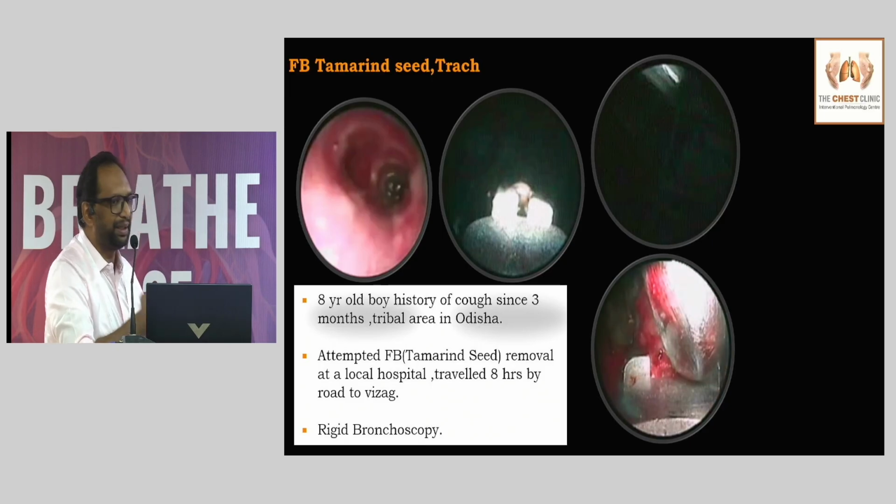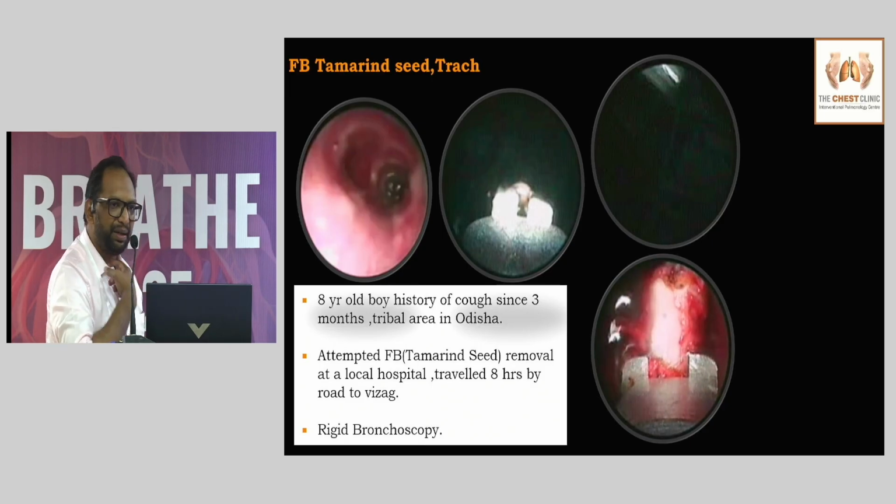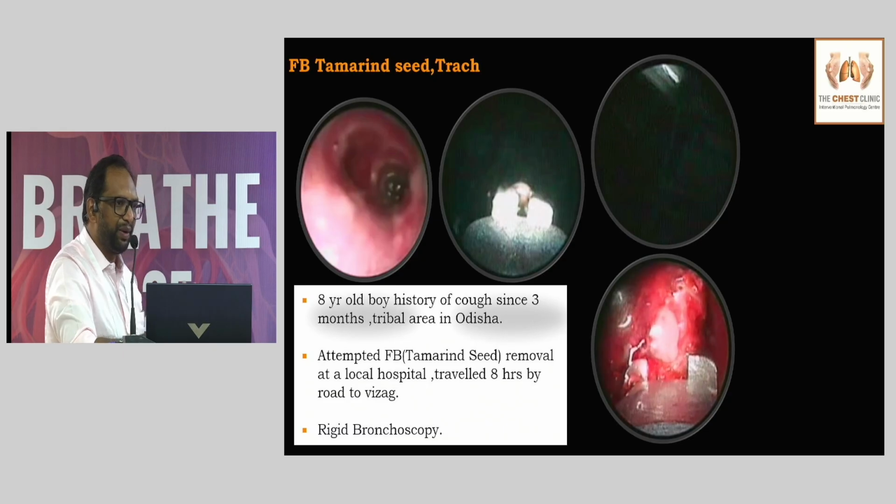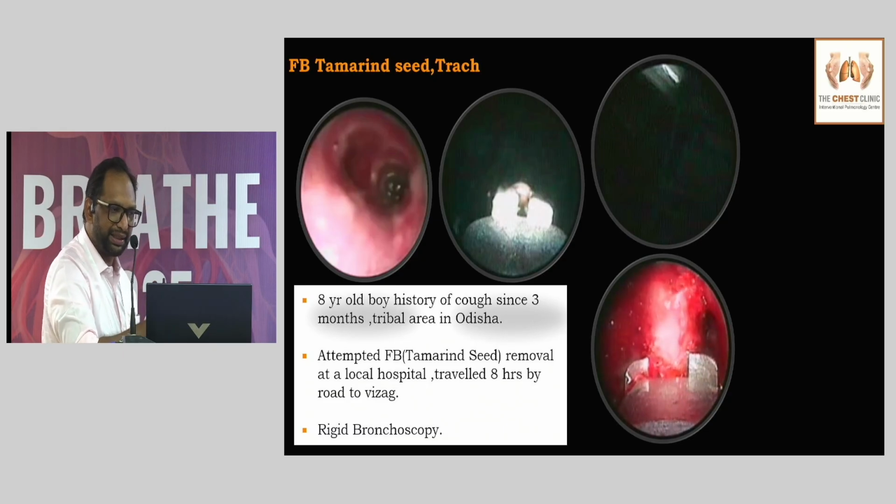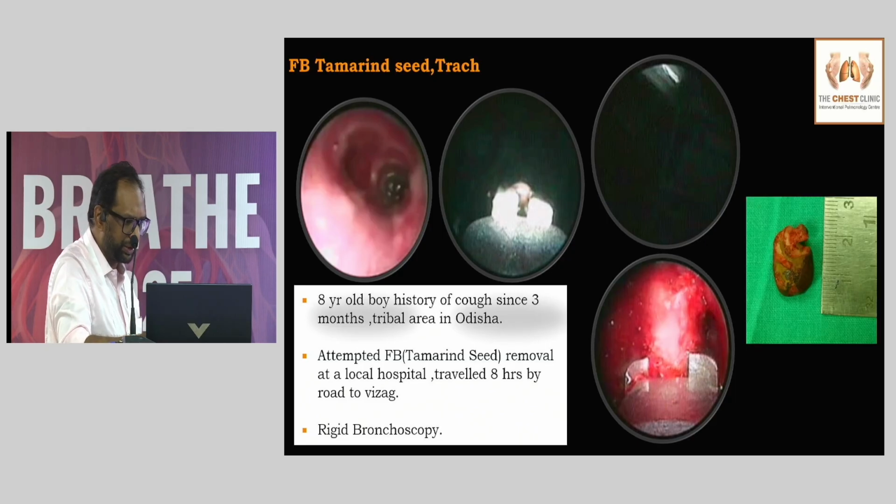So what we did was a tracheostomy and extracted the foreign body through the tracheostomy site. When you have a tight subglottis where you can't extract it, one of the methods is to do a tracheostomy and extract it through the tracheostomy site.